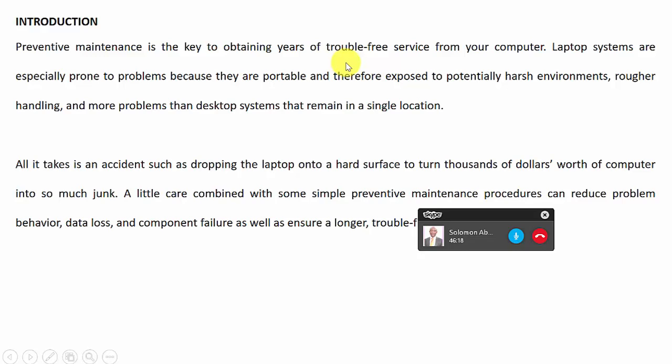Solomon, I hope you are not going to read. I hope you don't plan to read anything here. You don't plan to read this word for word. I hope you don't plan to do that.